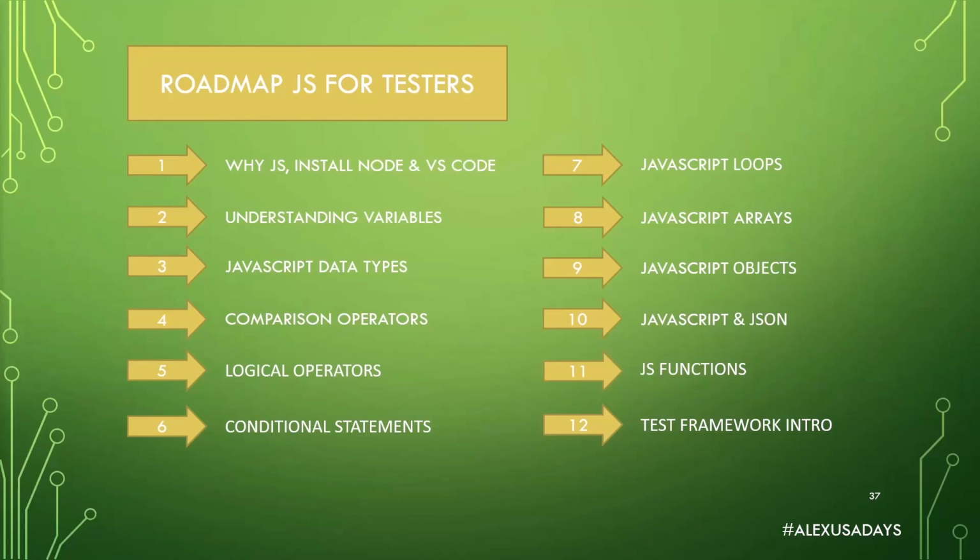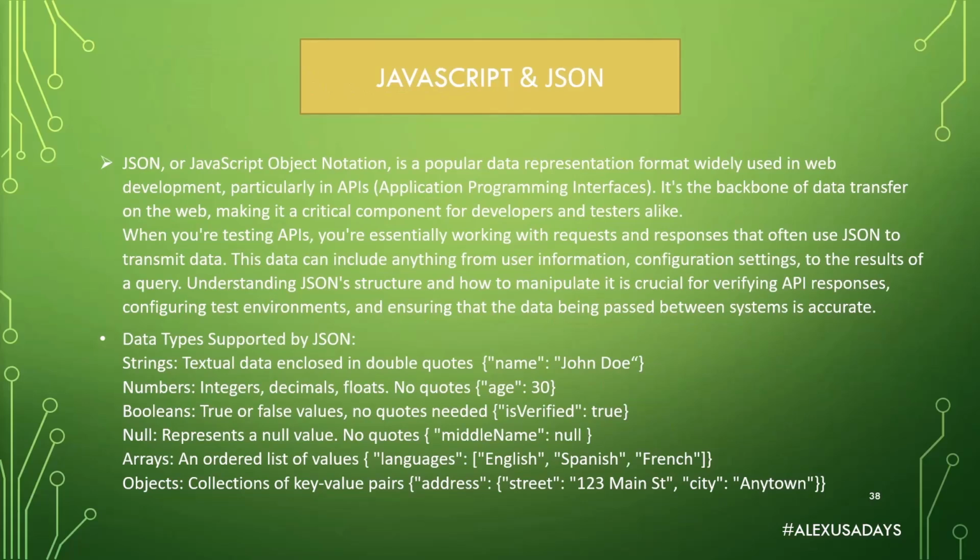test frameworks using JavaScript. JSON, or JavaScript Object Notation, is a popular data representation format widely used in web development, particularly in APIs. APIs stand for Application Programming Interface. It's the backbone of data transfer on the web, making it a crucial component for developers and testers alike. When you're testing APIs, you're essentially working with requests and responses that often use JSON to transmit data. This data can include anything from user information, configuration settings, to the result of a query.